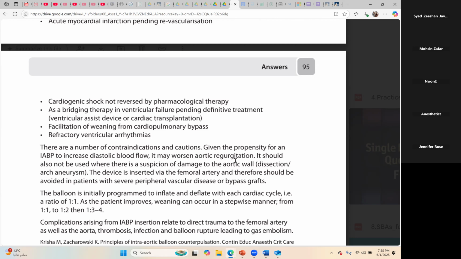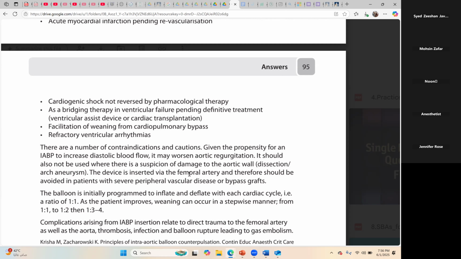It may worsen aortic regurgitation. Okay, so theoretically, what will happen if they are pushing? If the door is open, it will worsen the aortic regurgitation. It should also not be used where there is suspicion of damage to the aortic wall, dissection or aneurysm. So these you cannot use.